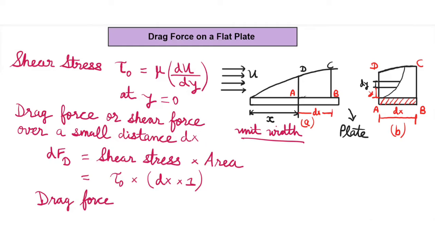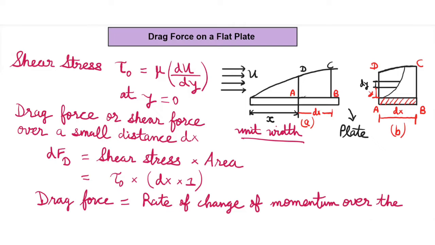Then we already know that force is equal to rate of change of momentum. तो यहाँ पे भी हम वही लेंगे, that drag force will be equal to rate of change of momentum over the distance dx. अभी हम सिर्फ डिस्टेंस dx के लिए फाइंड कर रहे हैं, और ये ABCD जो है, that will be my control volume, और small u is the velocity at any point within the boundary layer.